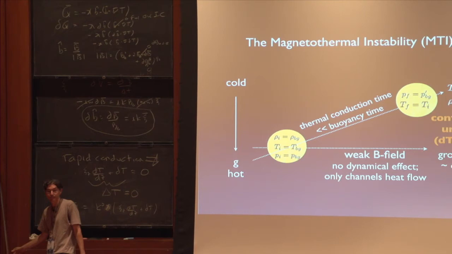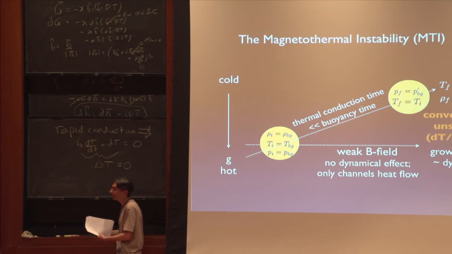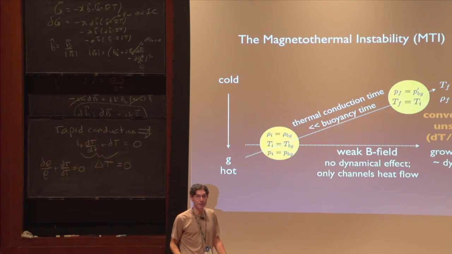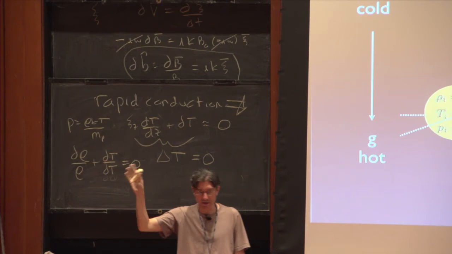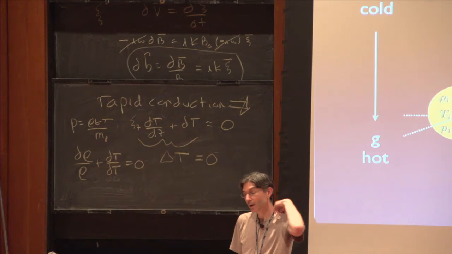And then lastly, I'm going to use pressure equilibrium. Pressure equilibrium says that delta rho over rho plus delta T over T is zero. Right? Pressure is rho kT over the mass of the proton. I'm not worrying now about composition gradients. So if I say that the pressure perturbation vanishes, that says delta rho over rho plus delta T over T is equal to zero. So I can get rid of delta T here in favor of delta rho.